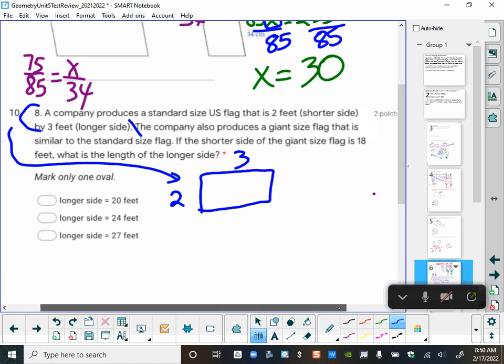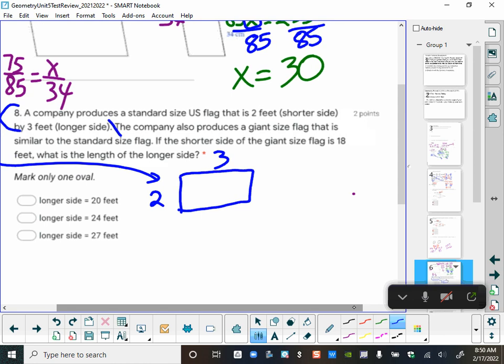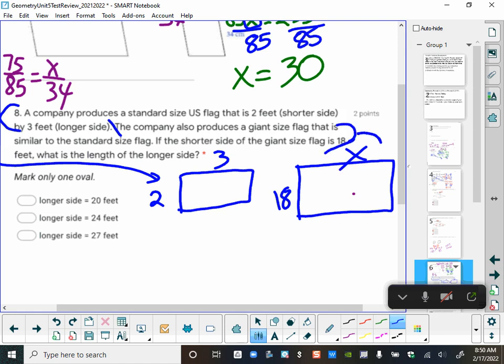Now, the second sentence tells us about the big flag. But what do we know about the big giant flag? The short side is 18. Okay, so where's the short side going? Here or there? Up and down. All right. Do we know the length of the long side? It's an X. So the second sentence is just this diagram.